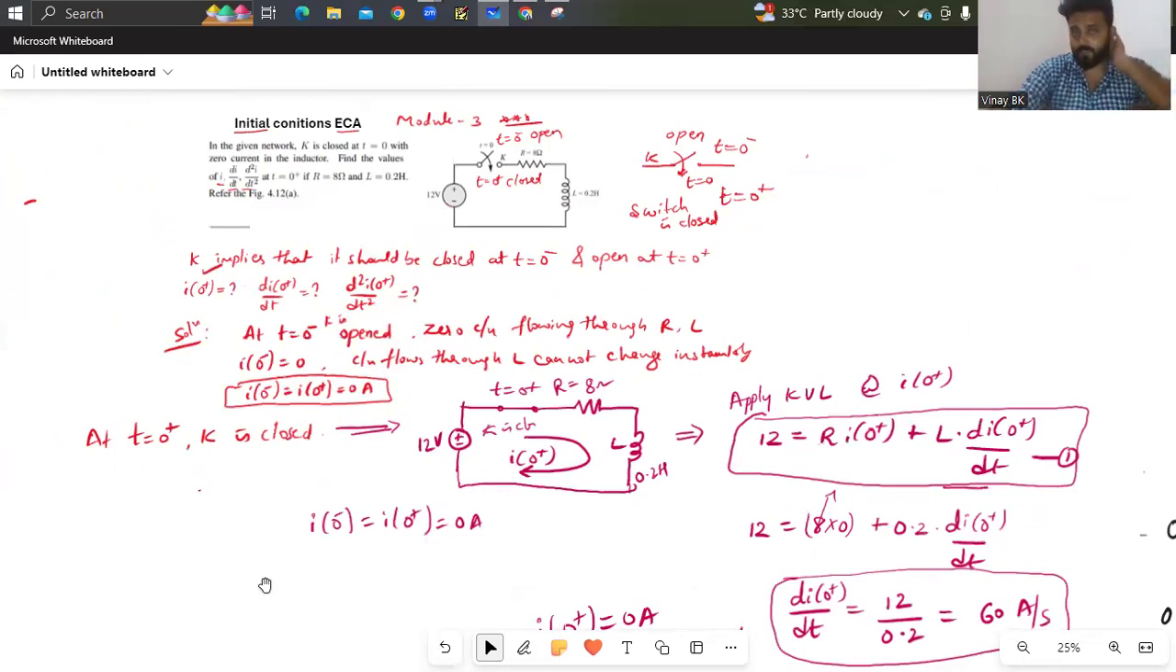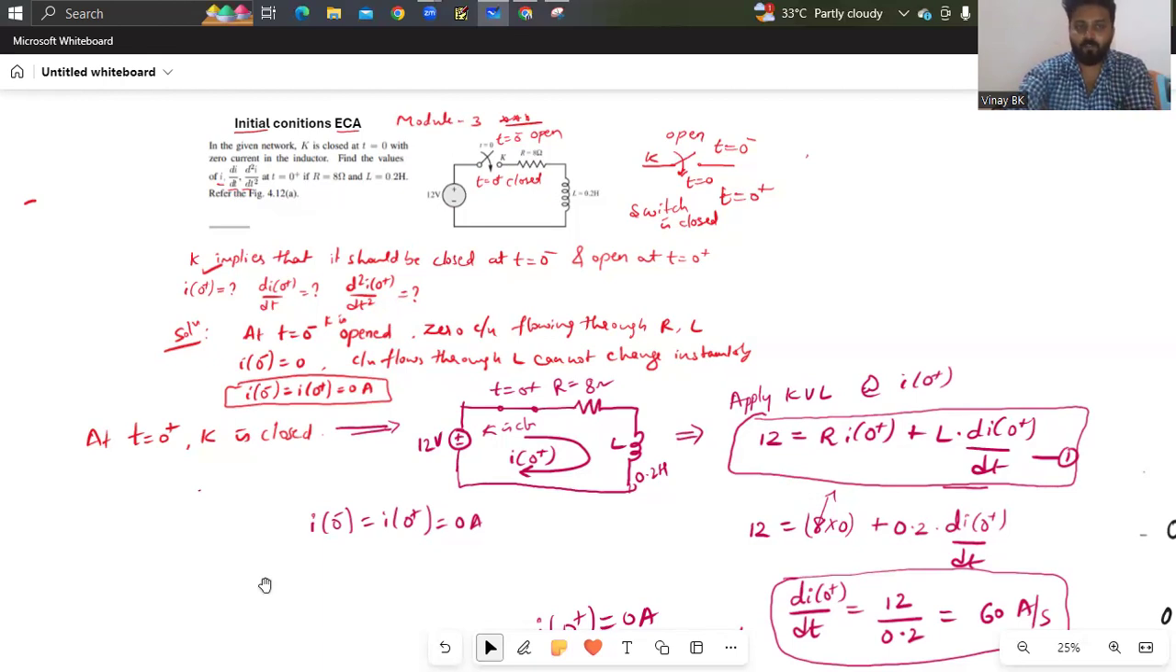So if you want to understand in Kannada, look at the circuit diagram once, look at the switch direction. The tail side is 0 minus, the arrow side is 0 plus. So according to this circuit, the tail side, t equals 0 minus, the switch will be open. At the arrow side, closing side, when t equals 0 plus, the switch will be closed. Okay, so that you're writing, it should be closed at t equals 0 minus and open at t equals 0 plus.